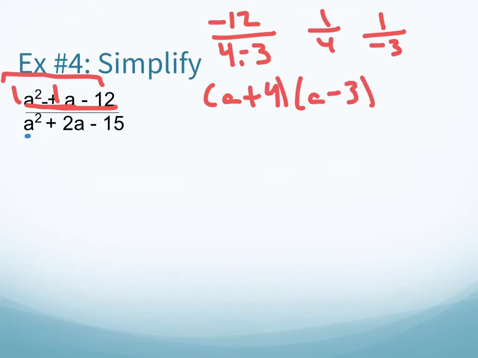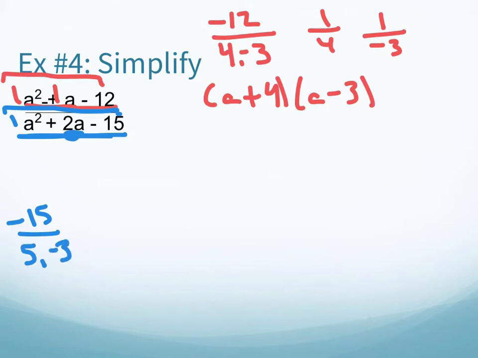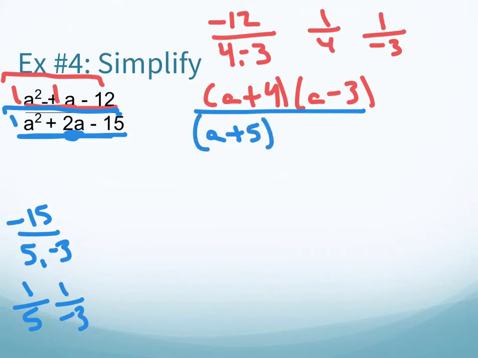So we'll look at the denominator. A squared plus 2a minus 15. That's a 1 in front of the a squared. So greatest common factor is just 1. So we'll have to do brute force again. So negative 15 when we multiply, positive 2 when we add. So that's going to give us 5 and 3, with the 3 being negative. So our fractions would be 1 over 5 and 1 over negative 3. So our denominator then is going to be a plus 5 times a minus 3.